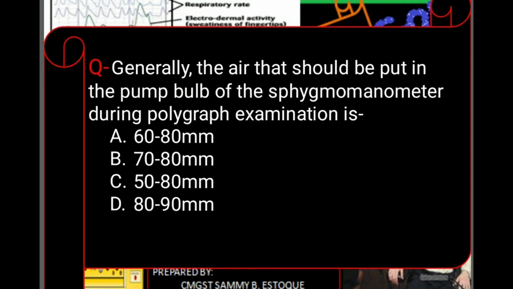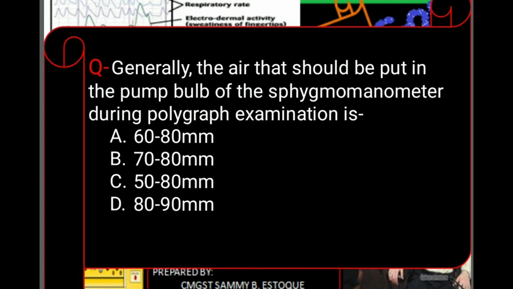Generally, the air that should be put in the pump valve of the sphygmomanometer during the polygraph examination is, ano nga ba yung dami ng hangin na ilalagay po sa pump valve ng sphygmomanometer? Letter A, 60 to 80 mm. Bravo, 70 to 80 mm. Charlie, 50 to 80 mm. Or Delta, 80 to 90 mm.